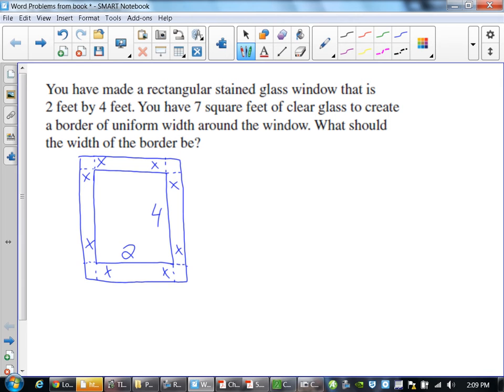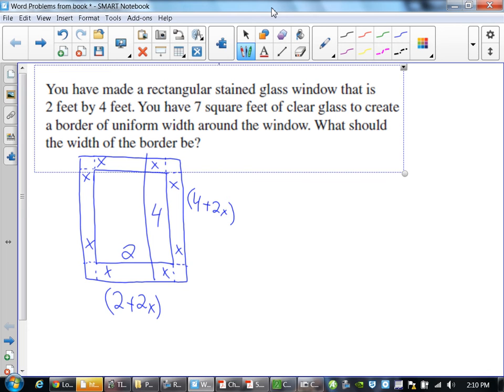Now if you look at it, what's my new length and width? It's 2 plus 2x. So my new length and width would be 2 plus 2x and 4 plus 2x. Excuse me, 2x. Everybody see why that is? I'm adding x on the top and the bottom. What's x plus x? 2x. There you go. Going from here to there, that's all.